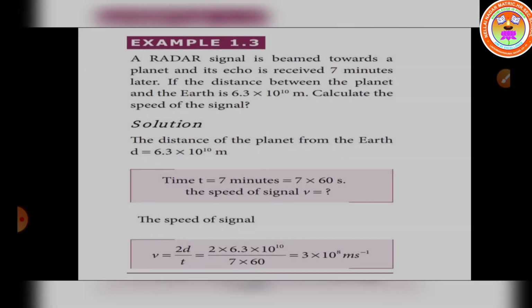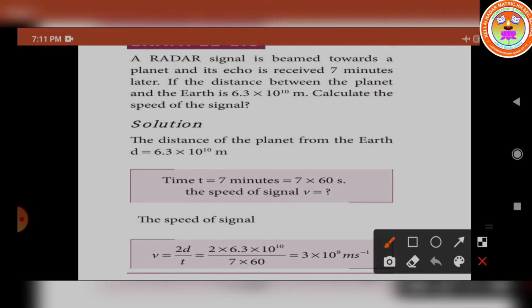Now let us see the related problem. A radar signal is beamed towards a planet and its echo is received 7 minutes later. If the distance between the planet and the earth is 6.3 into 10 power 10 meter, calculate the speed of the signal. So what data are given in the problem? The time is given, 7 minutes. The distance between the planet and the earth is given, 6.3 into 10 power 10 meter.